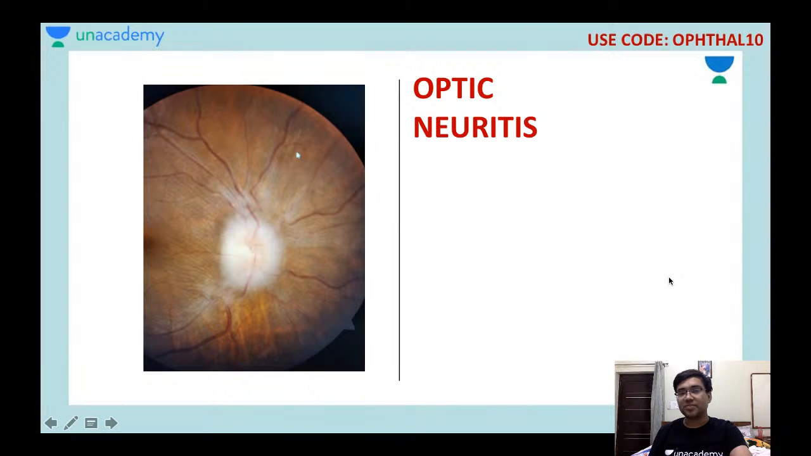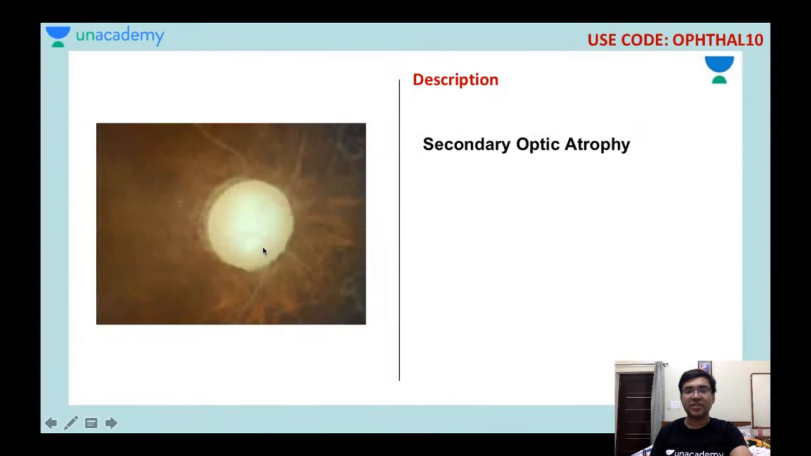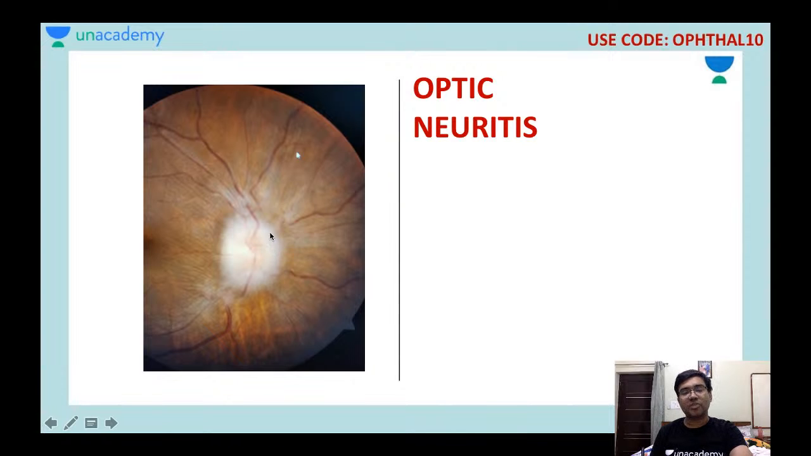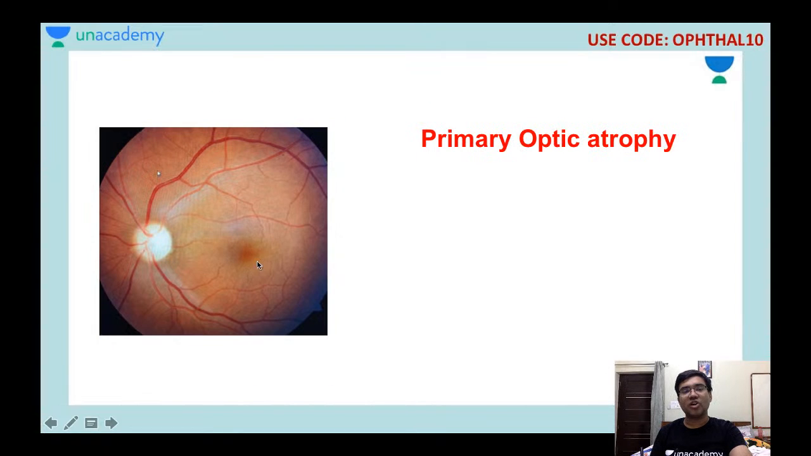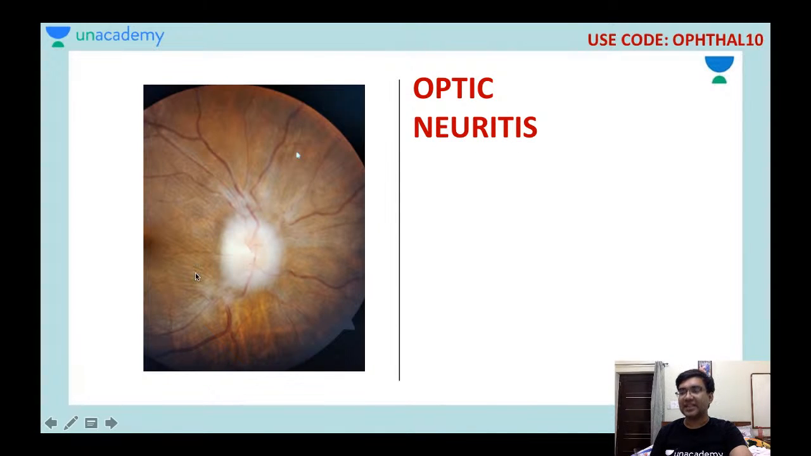Okay, then we have this picture of the optic neuritis. Now see this picture, this is an optic neuritis, and see this picture, this is an optic atrophy. How would we differentiate between the optic neuritis and optic atrophy? In the optic neuritis, you can see the margins of the disc are blurred, and in the optic atrophy you can see the definite margins. So the optic neuritis can basically lead to the next stage, which is the optic atrophy. Okay, and sometimes they ask, what is the most common cause of optic neuritis? The most common cause of optic neuritis is multiple sclerosis. Okay, so it is multiple sclerosis which is the most common cause of optic neuritis.